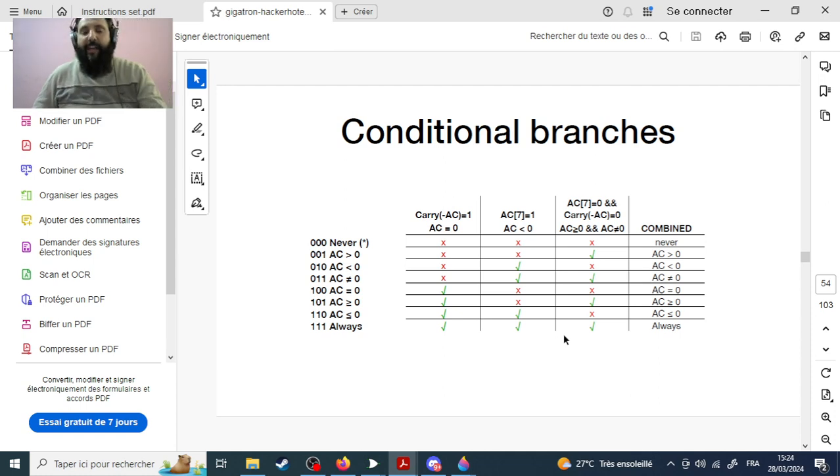Okay. In the assembly language, we have different kinds of instructions. And we have some instructions called the branch instructions, the instructions de branchement.